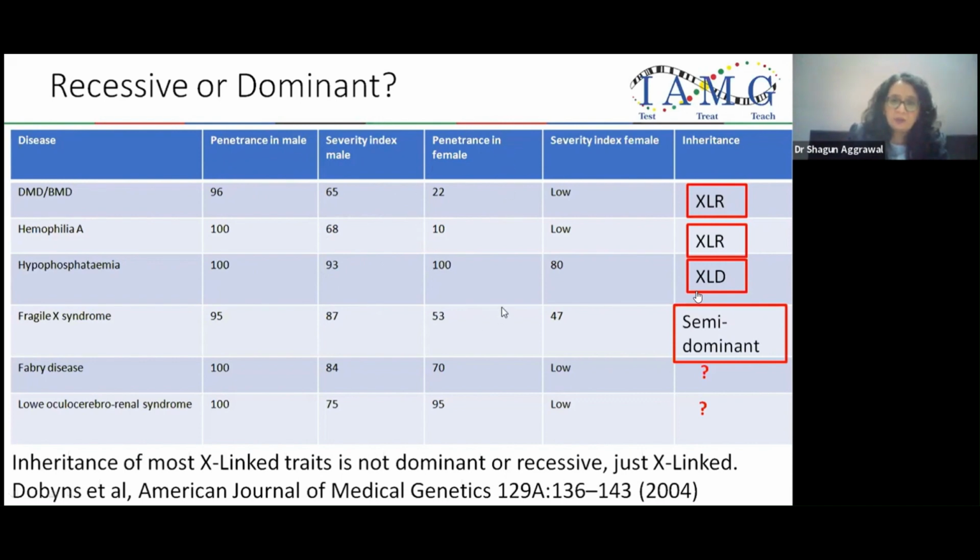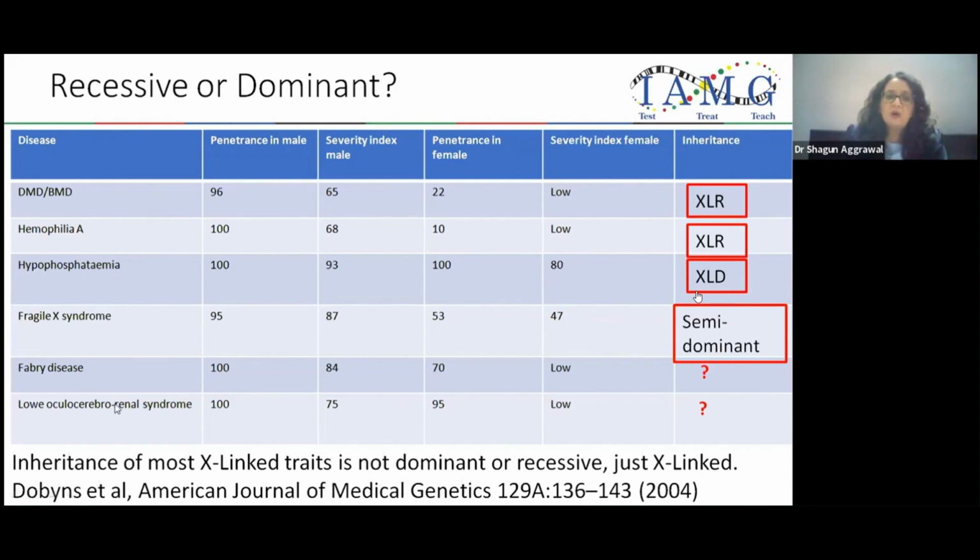But if you look at penetrance in females, for the X-linked dominant condition like hypophosphatemia, the penetrance in females is also 100%, and she is also significantly affected. Whereas if we look at the X-linked recessive condition, there is very low penetrance in the females, and even if they manifest, it would be a very mild phenotype. Whereas if we look at the semi-dominant condition, which is Fragile X, 50% of the females are manifesting, and they have a quite moderately significant phenotypic manifestation.